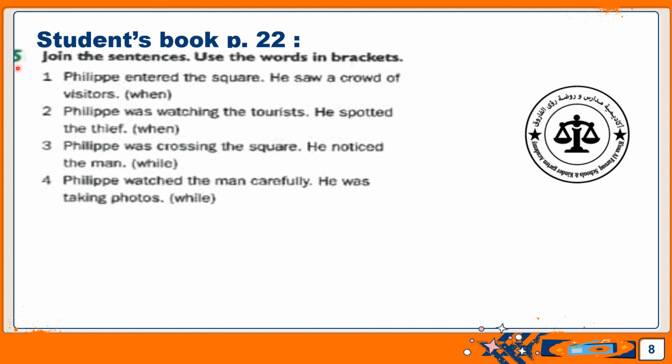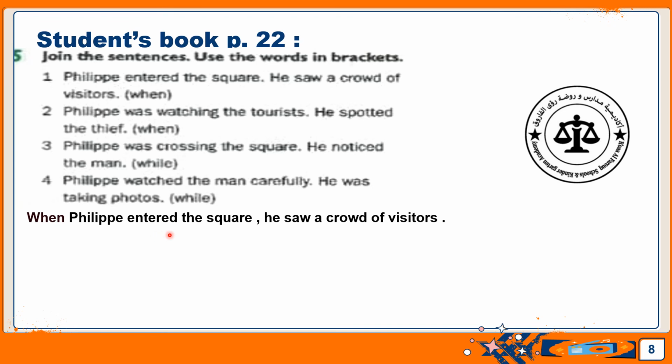Now question number 5. This is an important question, so please pay attention. We have when and while. We want to join the sentences, use these words. Don't forget that after when we have simple past and the second sentence is past continuous, and after while we have past continuous and the second sentence is in simple past. Philip entered the square. He saw a crowd of visitors. We have when. So the answer is when Philip entered the square, he saw a crowd of visitors.